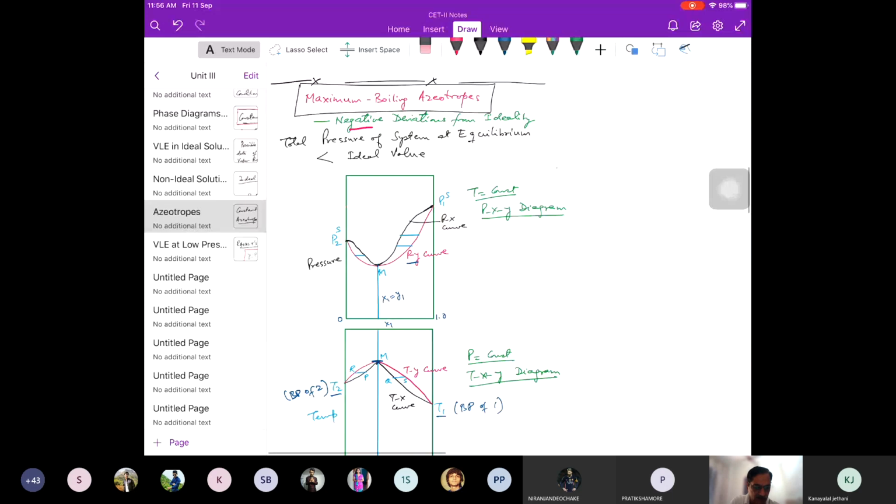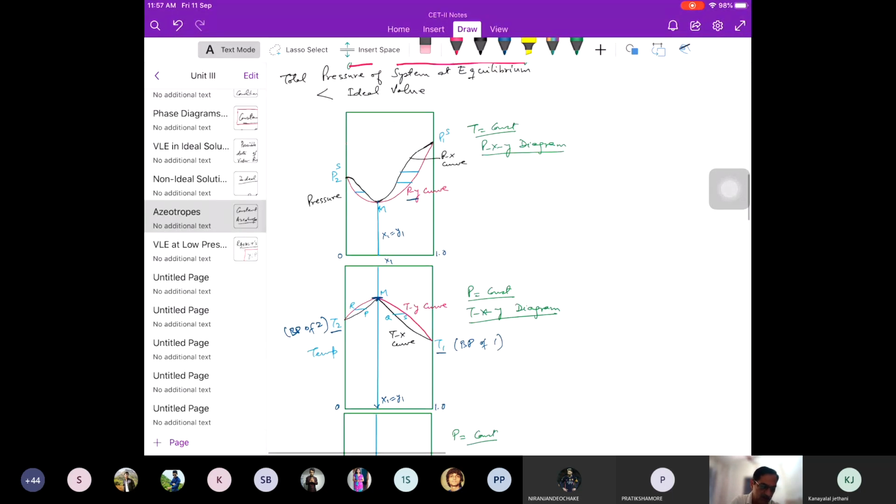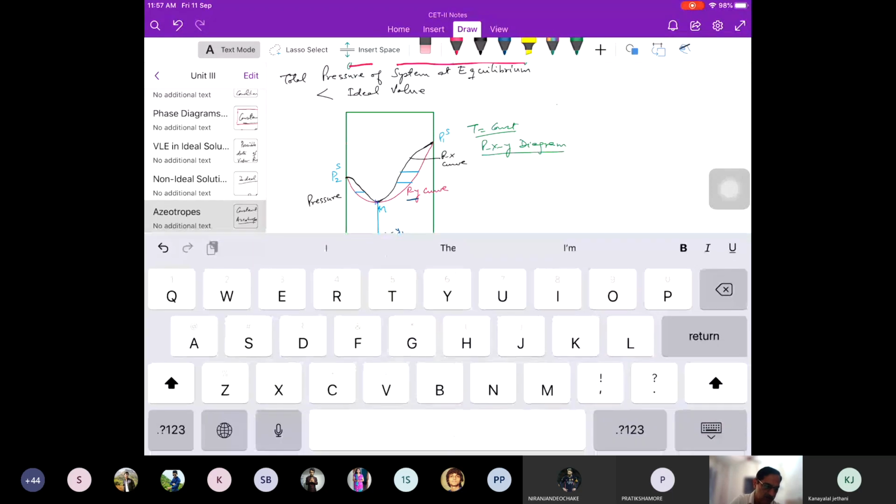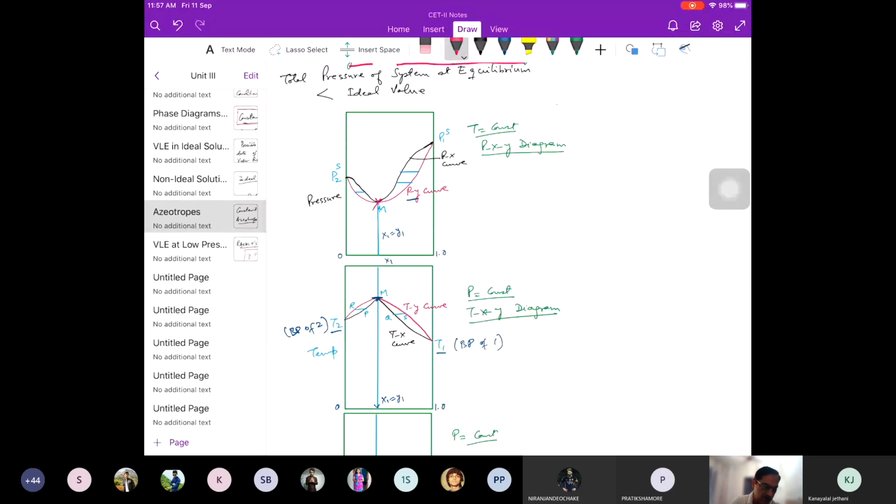Okay, so that is positive deviation from ideality. If I take the other system, which is negative deviation from ideality, you have seen the curve is concave. The Pxy curve is like this. In this case, this is the point where the Px and Py curves intersect. That means at this point, again, x1 is equal to y1, the same value. So it is an azeotrope, right?